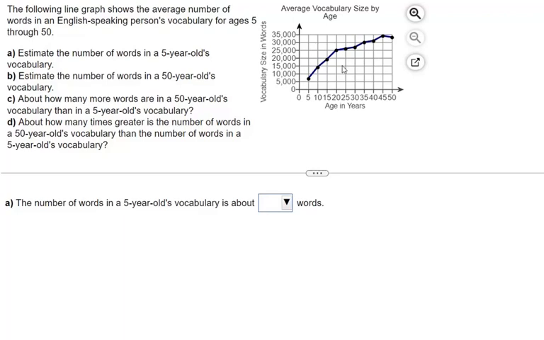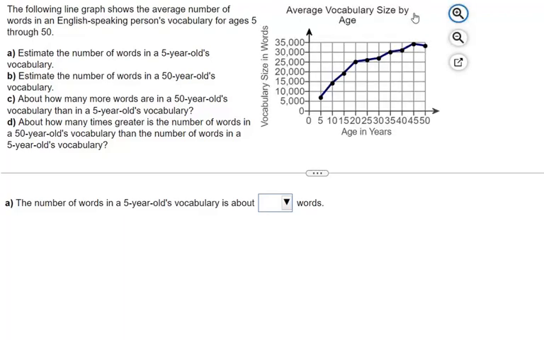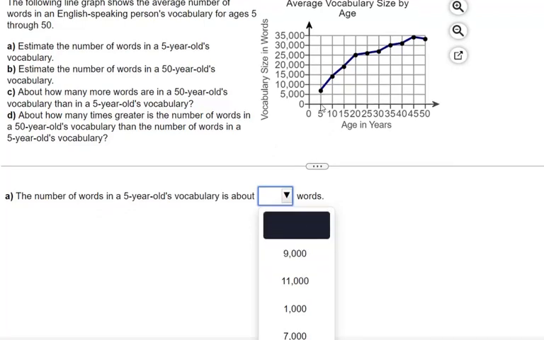So this is called a line graph here. And on the x-axis is the age of a person, and on the y-axis is the vocabulary size. So a 5-year-old is expected to have somewhere between 5,000 and 10,000 word vocabulary. That's what that dot means, because it's at 5 on the x-axis, and it's like maybe 6 or 7 on the y-axis. So for part A, we just did that, the 5-year-old's vocabulary, it's somewhere between 5,000 and 10,000.